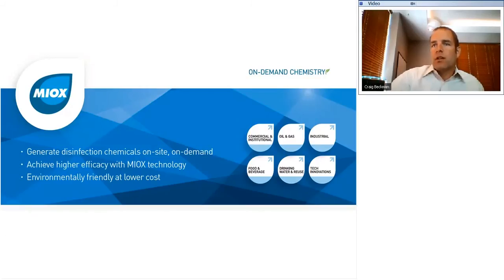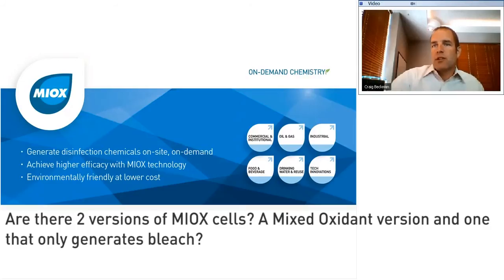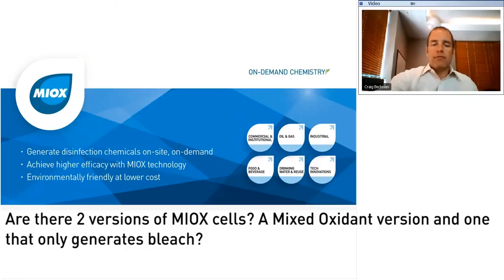So next question, there are two versions, a mixed oxidant version and one that generates bleach. The answer to that question is yes. As I mentioned earlier in our discussion, MIOX does have two different electrolytic cell designs. One is optimized for the lowest cost output, and that output is sodium hypochlorite. The second electrolytic cell has actually been optimized for superior biologic control and biofilm removal.